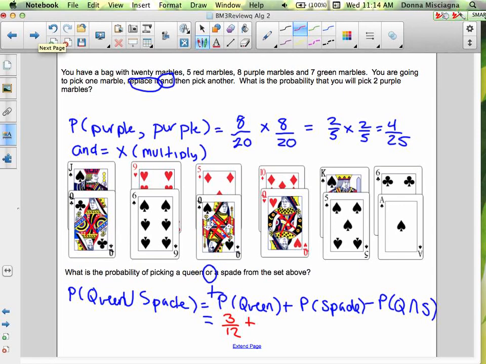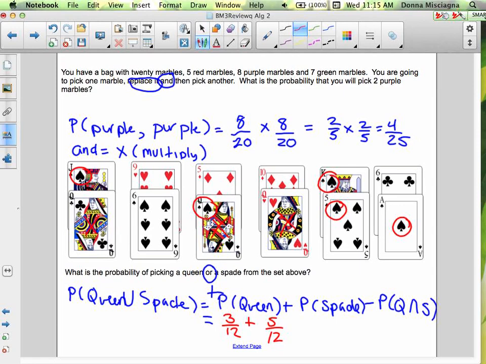All right, spades. Let's see how many spades we have. So this is a spade. This is a spade. Spade. Spade. Spade. That's what a spade looks like. So we have 1, 2, 3, 4, 5 spades. So that would be 5 out of 12.